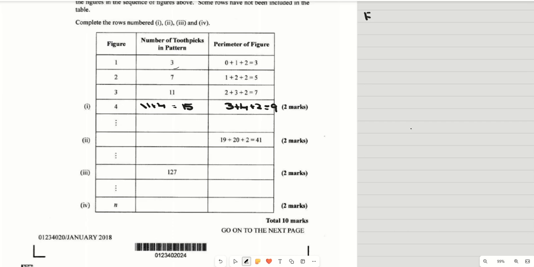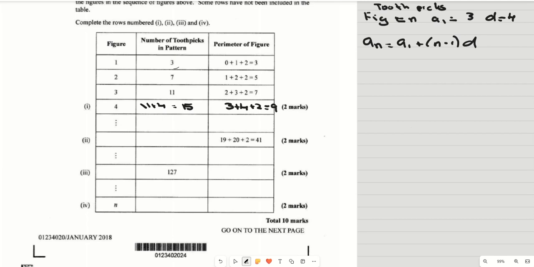So we know that your figure is equal to n. We're talking about the toothpicks, so the figure number is n. Your first value of the sequence is 3 and the difference is 4. You put it in this formula, an is equal to a1 plus n minus 1 times d, where n is the figure number, so wherever we see n, we leave it as n. a1 is 3, plus n minus 1, and d would be 4.